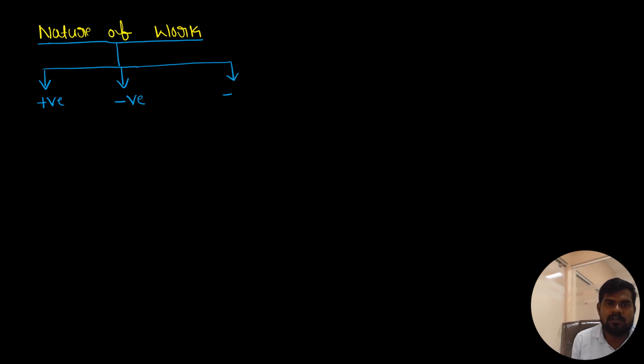Nature of work. Here the nature of work is divided into three ways. One is positive work done. Second one is negative work done, and third one is zero work done. So for this positive, negative and zero work done, I will take one example in this case.